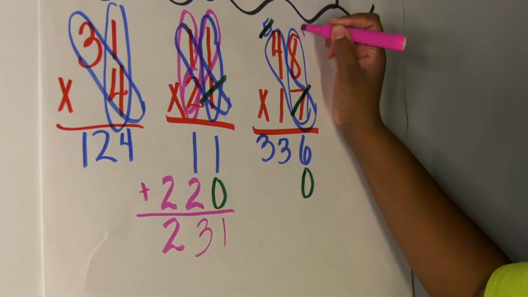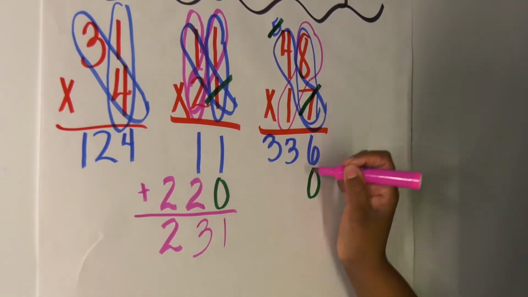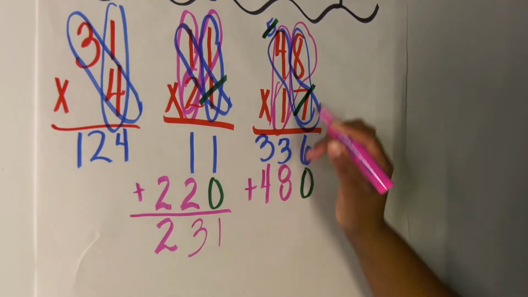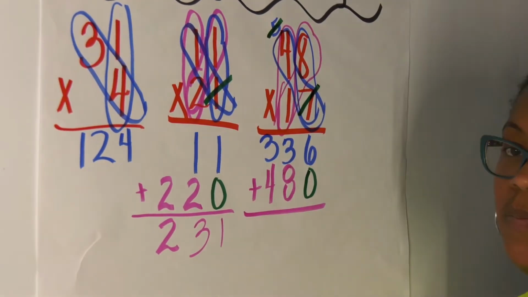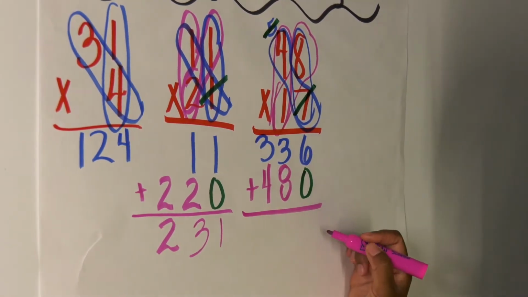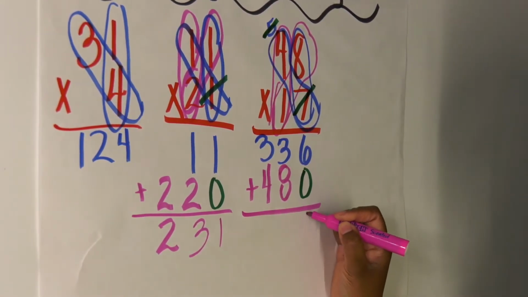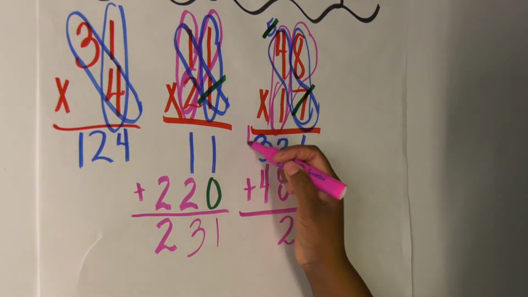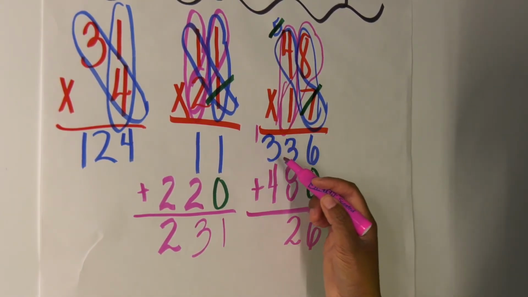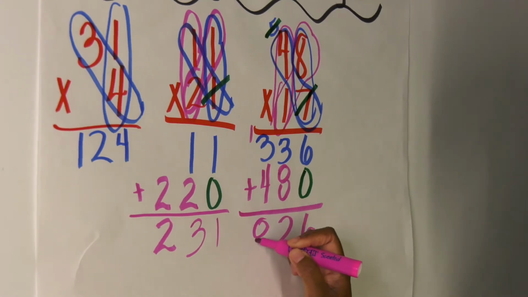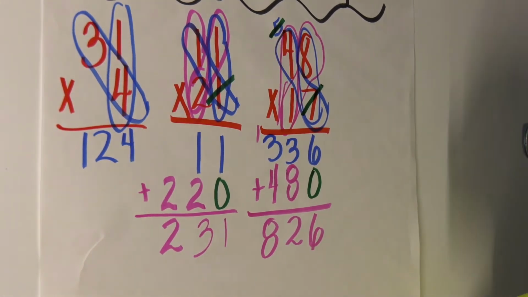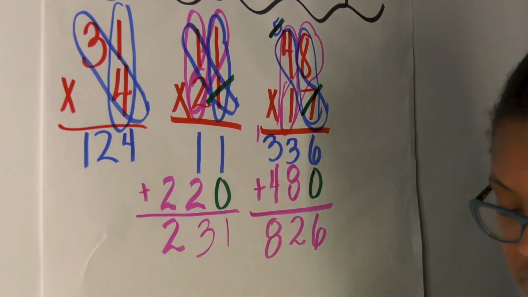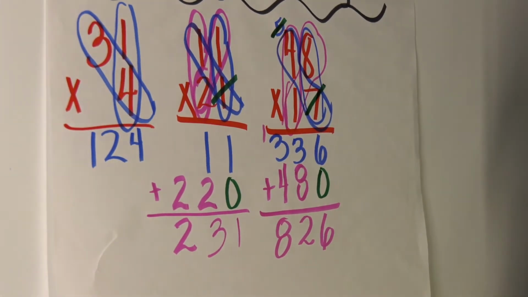1 times 8, so we're going to go here first. 1 times 8 is 8. And then we want to go here, 1 times 4, which is 4. And there's nothing for me to add up there. So be very careful. Now we can just simply add. 6 plus 0 is 6. 8 plus 3 plus 8 is 19, so 9, carry the 1. 1 plus 3 plus 4 is 8. So that's 826. Okay, we're going to do one more 2-digit by 2-digit practice, and then we're going to advance ourselves and take it up a notch.